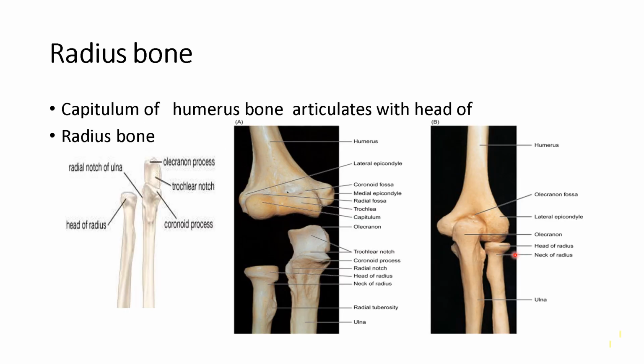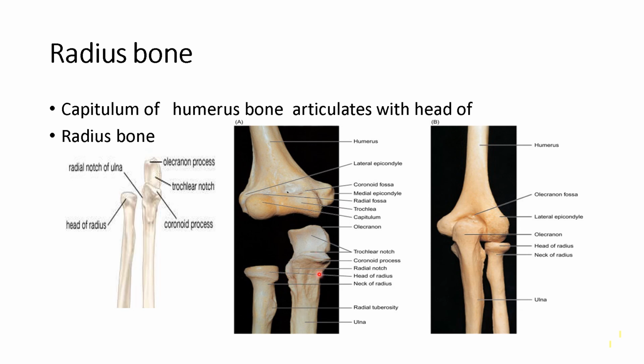So this is the radius bone. And this is the head of the radius bone, as you already know. This head of the radius bone articulates with the capitulum of the humerus bone. This is the humerus bone and this is the capitulum. So this head of the radius articulates with the capitulum of the humerus bone to form part of the elbow joint. And this head of the radius also articulates with the radial notch of the ulna.